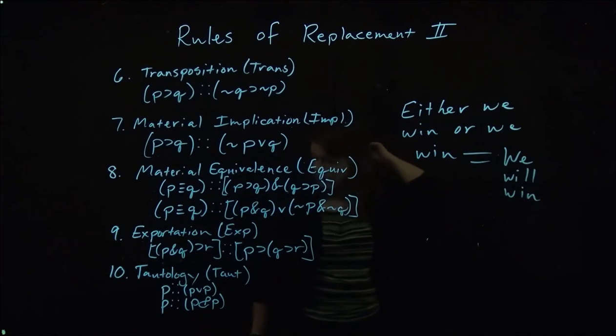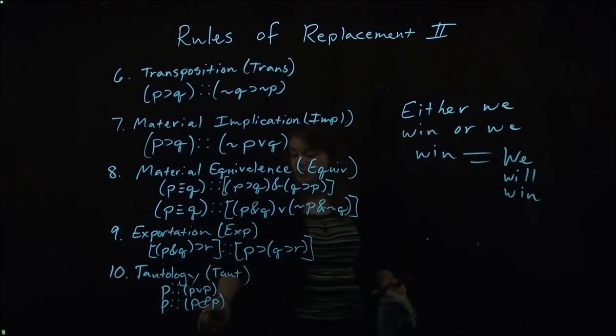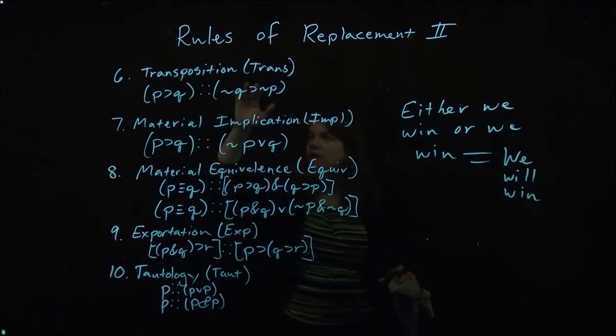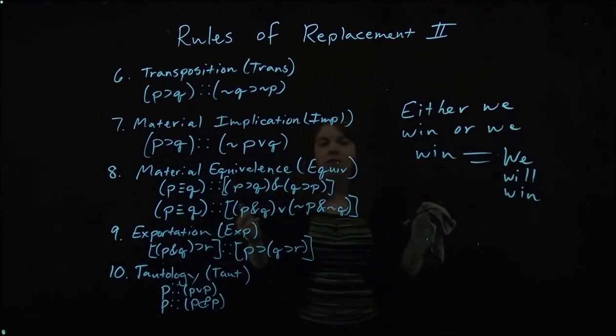Okay, and the same thing can be demonstrated with tautological statements that involve a conjunction. So these are now in full all 10 of the rules of replacement that you'll need to know to complete our understanding of natural deduction.